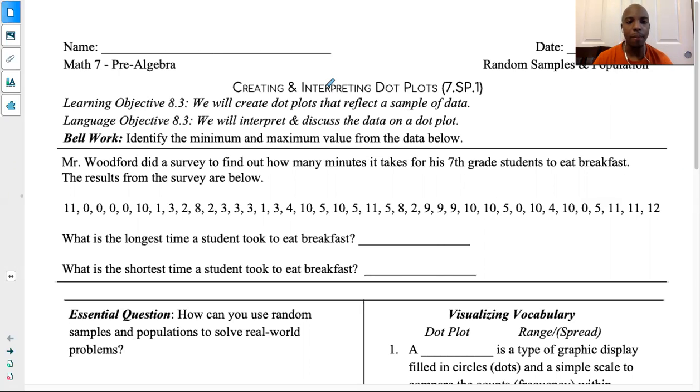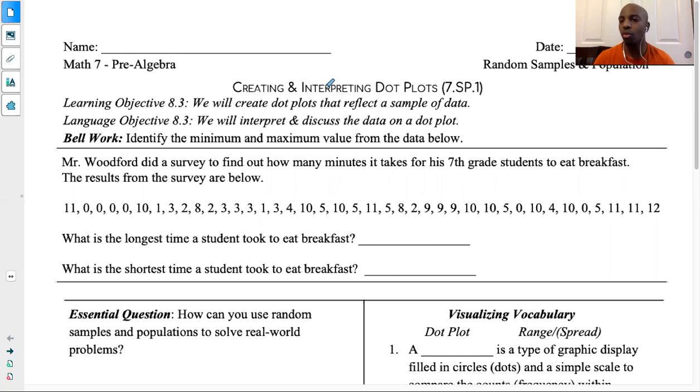So first we're going to start off with the bell work, and the bell work is this: identify the maximum and minimum value from the data below. So you're given this problem. It says Mr. Whitford did a survey to find out how many minutes it takes for his seventh grade students to eat breakfast. The results from my survey are below, and as you can see, there's a list of numbers there: 11, 0, 0, 0, 0, 10, 1, 3, 2, 8, 2, 3, 3, and you get the idea. And each one represents a certain amount of minutes each student told me that they take to eat breakfast.